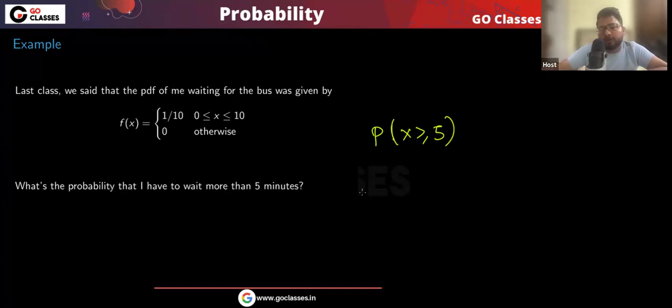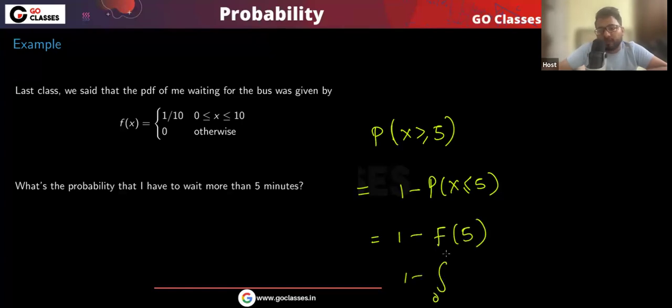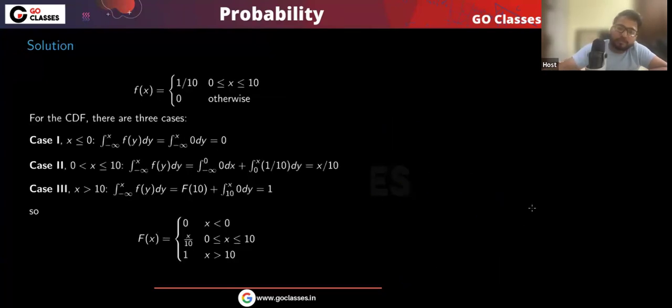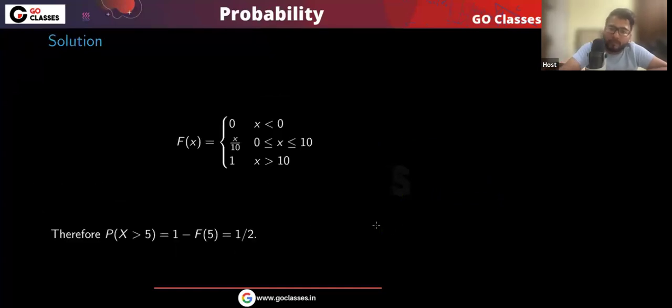So how to solve it? This will be 1 minus probability of x less than or equal to 5, which means 1 minus F of 5. F of 5 is nothing but the integration from the start to 5 of your PDF, which is 1 by 10 dx, right? So you can solve this. What is the answer that we are getting here? F of 5 is actually 1 by 2.